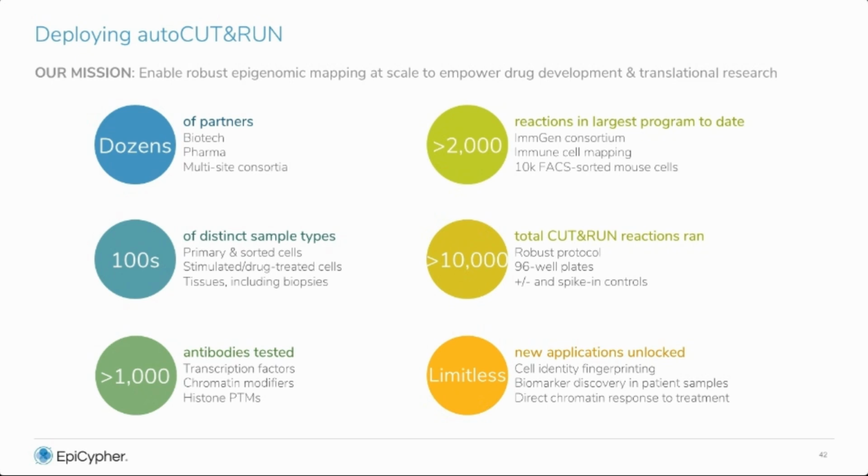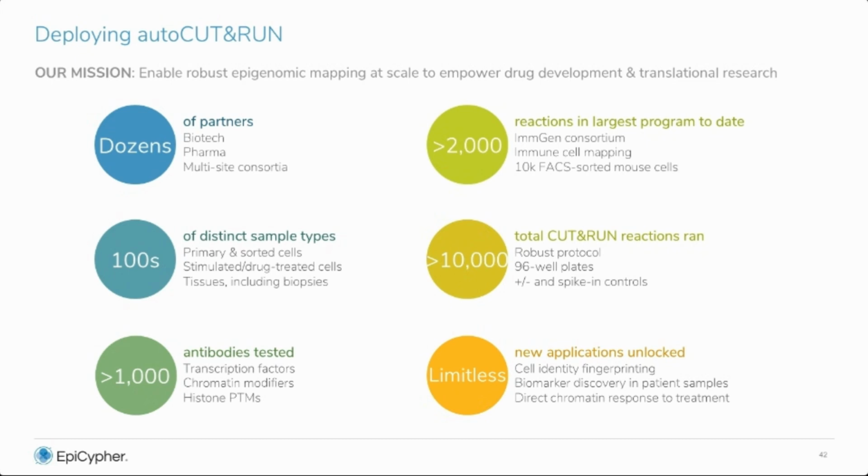I showed you some data at the beginning about all the antibodies we screened, and so we're very serious about finding good antibodies. I focused mostly on histone PTMs, but we've actually tested thousands of antibodies in total and found great antibodies for PTMs as well as chromatin proteins like transcription factors or chromatin modifiers.